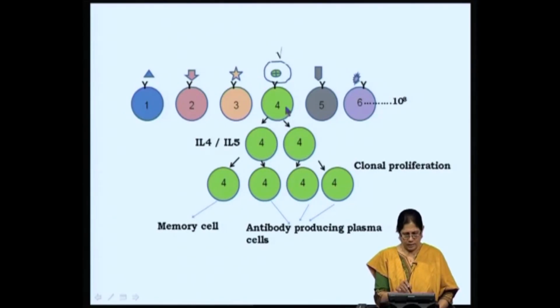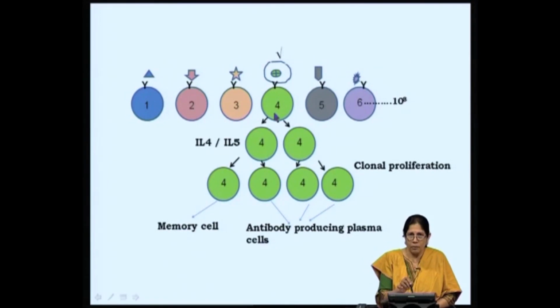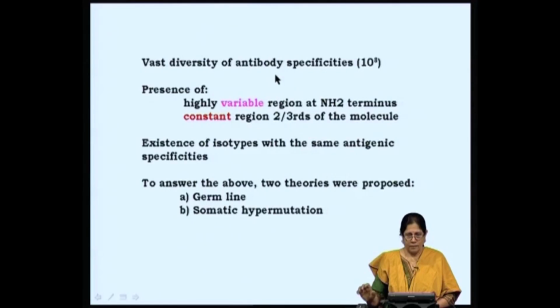Now, how is it that in this, what is represented here in this cartoon, only one, that is cell number 4, reacts with its cognate antigen and undergoes proliferation, whereas the others are bystanders? This can only be because of the specificity with which only clone number 4 is capable of recognizing the antigen. So, we have a vast diversity of antibody specificities. Like I said earlier, we are capable of recognizing and mounting an immune response to 100 million different antigens.